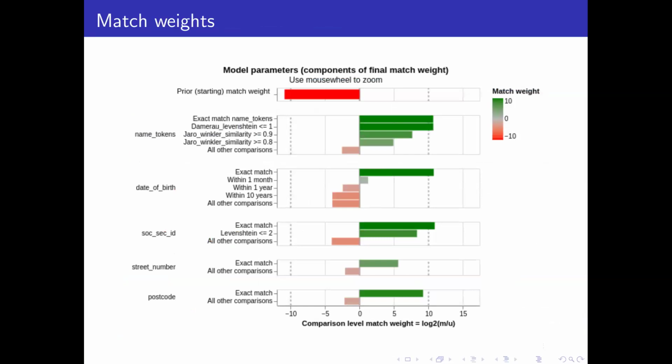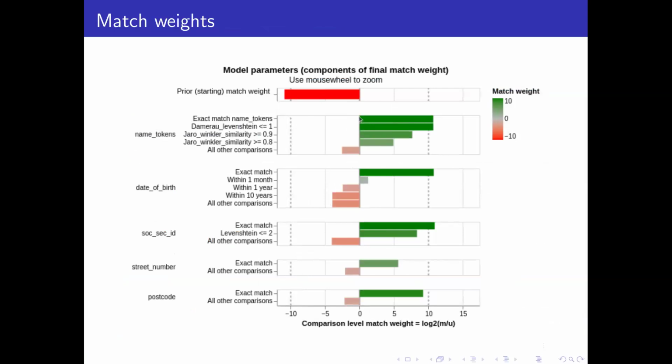And this chart shows the match weights that were generated for each level. As you can see on top here, there's the prior or starting match weight, and it's around minus 10 point something. Then there's a weight that's generated for each level. For instance, when we pick over here, we've labeled it as the name tokens, and it refers to the full name of the individual.